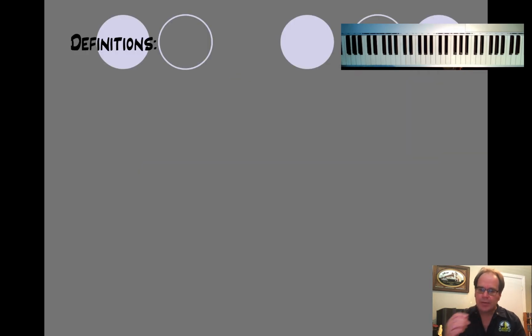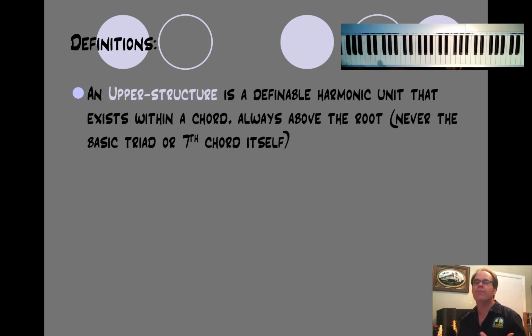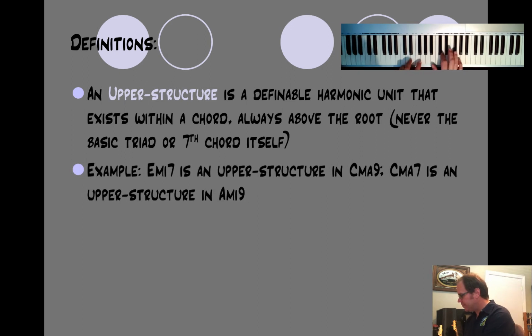So first of all, let's define what an upper structure actually is. That is some sort of definable harmonic unit that exists within a chord, but we're thinking of this as a structure that's above the root, not including the root. So for instance, if I had E minor 7, you think about E minor 7, that could actually be an upper structure of C major, or C major 9. So if I have C major 7, add a 9th to it, E minor 7 is an upper structure of C major 9.